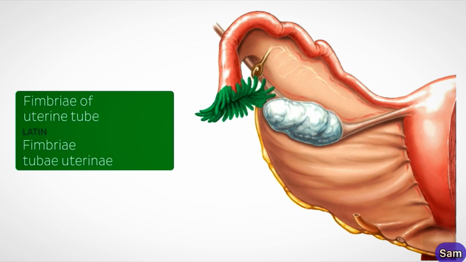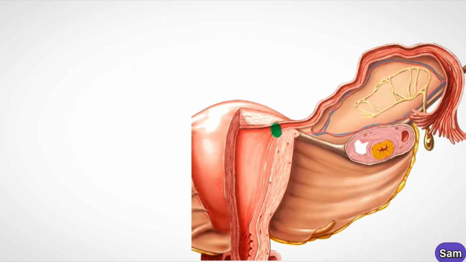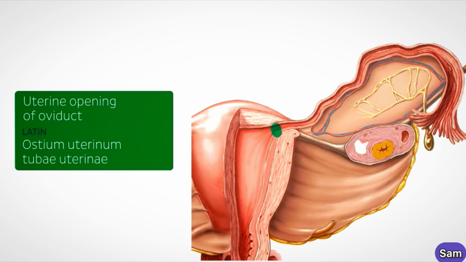And the fimbriae are 1 millimeter wide, while the longest of the fimbriae, the ovarian fimbria, attaches to the superior aspect of each ovary. And just to go back to our proximal part of our fallopian tube, an important thing to remember about the fallopian tubes is that they connect the uterine cavity to the peritoneal cavity. And the point where the fallopian tubes open into the uterine cavity is called the uterine opening of the oviduct, or the fallopian tube. And as we can see, the proximal part of the opening forms the uterotubal junction.